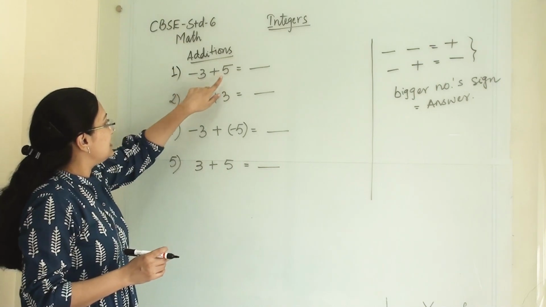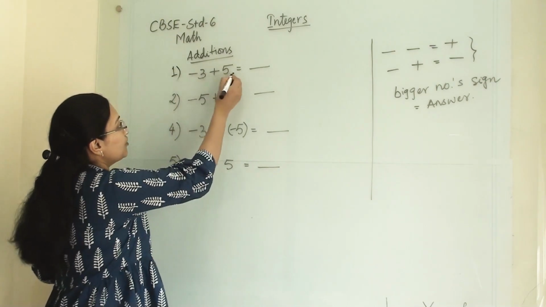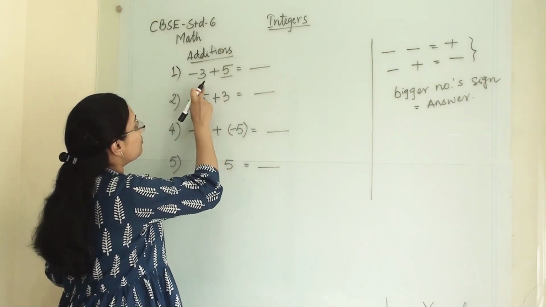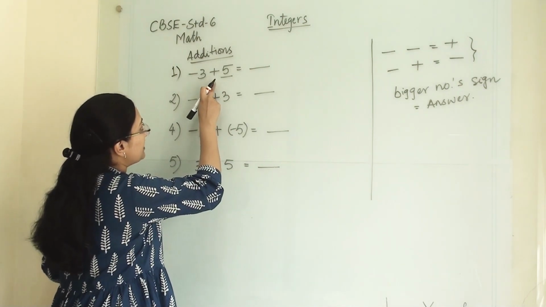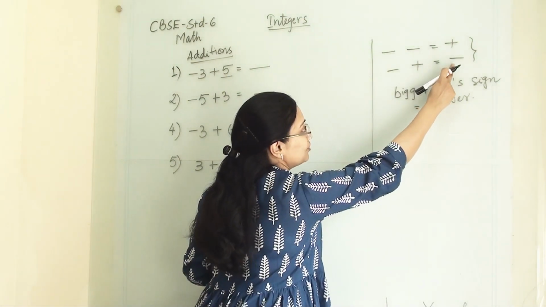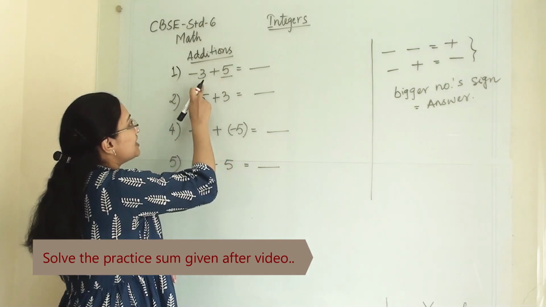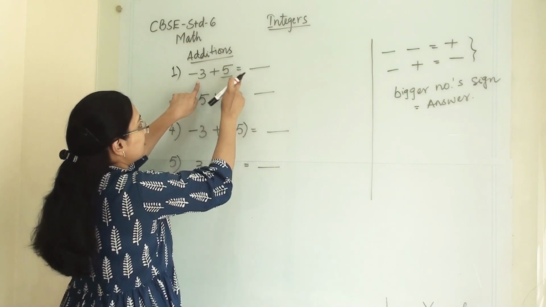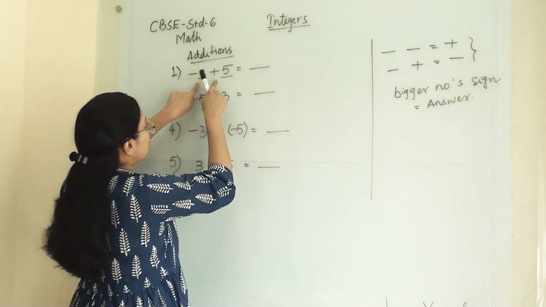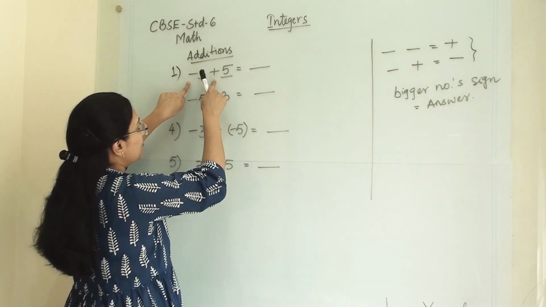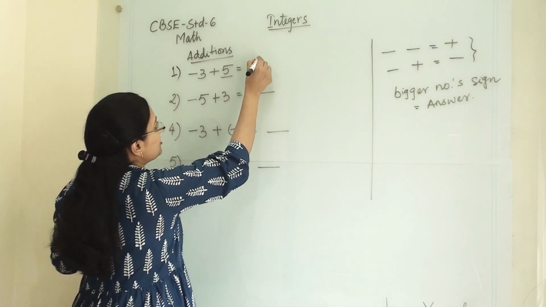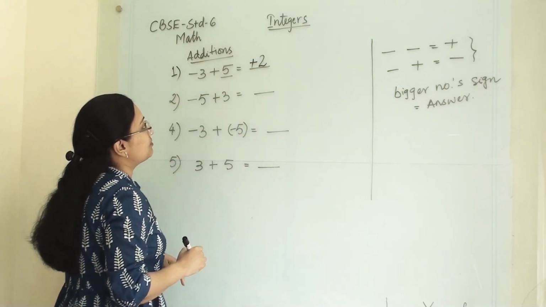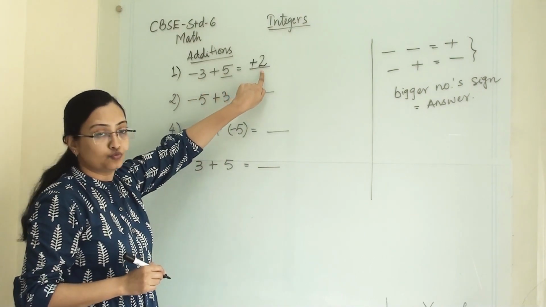So here, minus 3 plus 5. What is the bigger number in this? 5. 5 is the bigger number. So here we have minus plus. Which operation are we going to do? Subtraction. Because of minus plus, we are doing subtraction here, but the sign that comes is of the bigger number. So subtraction gives 2, but the sign will be of the positive number. So we will get the answer 2.